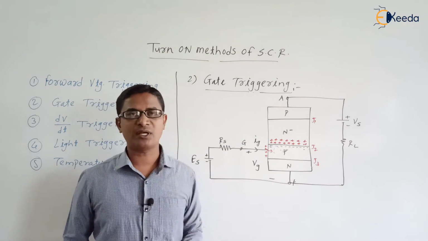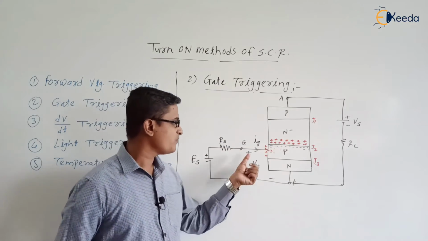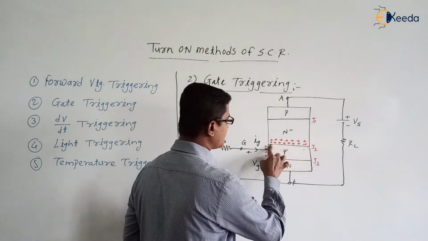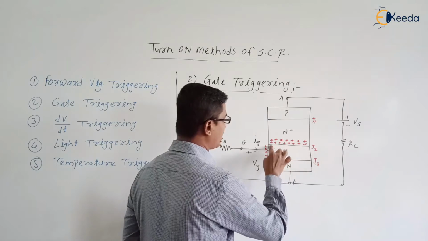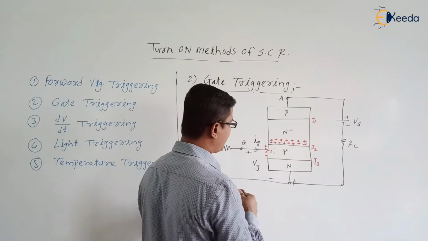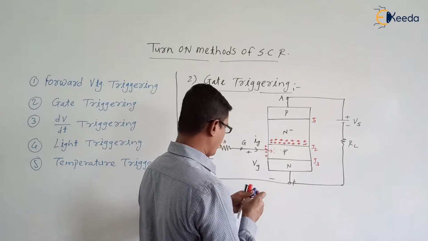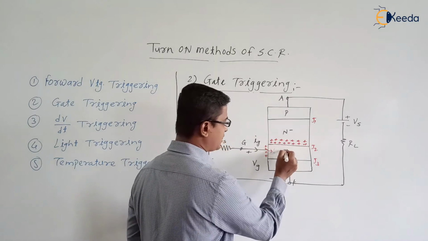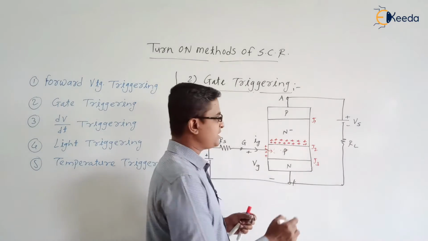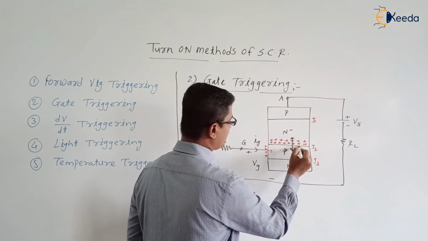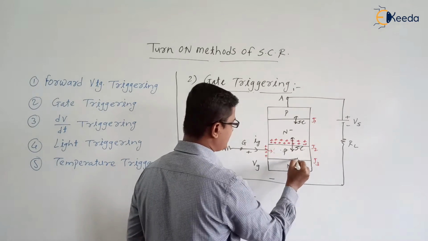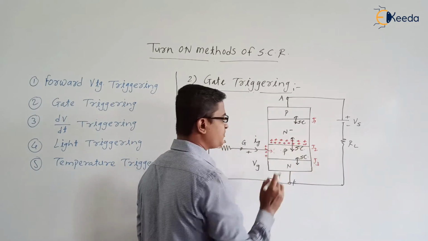And one more important point. Suppose with the help of gate triggering we successfully neutralize all the negative charges present across junction J2, then what will happen? Here we have the positive charges and here also we have the p type layer, which means indirectly it is acting as a short circuit. As these are already in forward bias mode, this junction is also in short circuit.